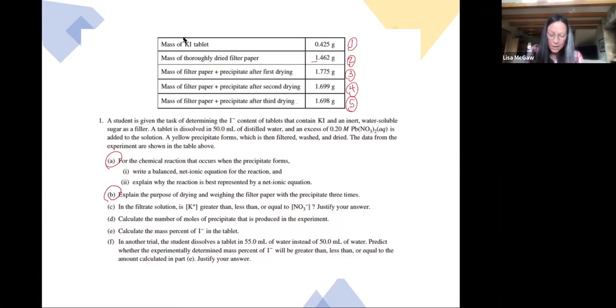Explain why you would dry and weigh the filter paper with the precipitate on it. Why would you do that 3 times? Like, what would be the point of doing that 3 times? Anybody put that in the chat? Why would you dry and weigh and dry and weigh and dry and weigh? What do you think somebody's trying to do?